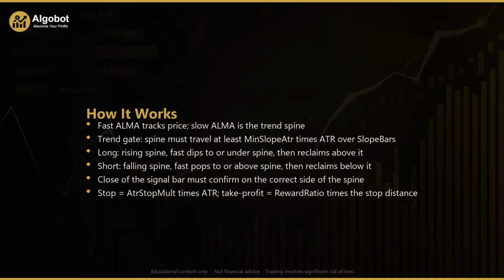With a valid trend confirmed, it looks for the reclaim. For a long, 3 things must line up. The spine must be rising. On the prior bar, the fast ALMA must have slipped down to or below the spine, which represents price pulling back into the trend. And on the just closed bar, the fast ALMA must cross back above the spine, while the bar's closing price finishes above the spine as well. When all 3 agree, the pullback has been reclaimed in the direction of the trend, and the EA signals a long entry.